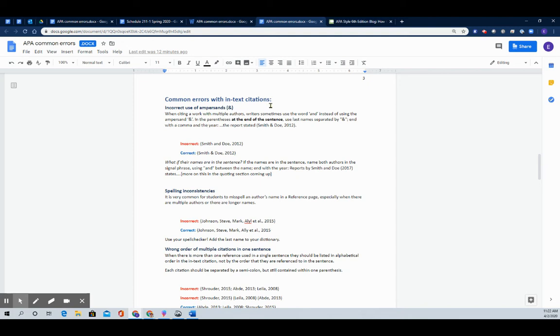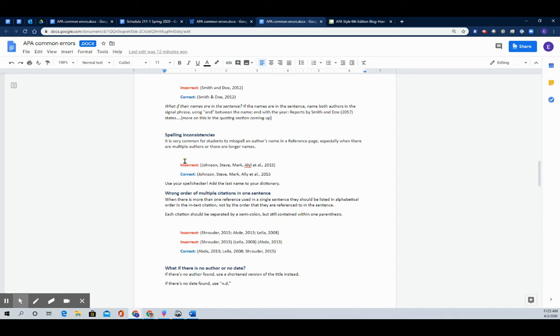Here are some of the most common errors with in-text citations. I do repeat here the information I just talked about with the ampersands. Spelling problems happen a lot. So I showed you here, if you use the spell checker, it's going to flag things for you. Sometimes students use the wrong order of multiple citations in a sentence. Now, instead of reading the whole thing to you, which makes the video long, I'm going to ask you to pause on these different sections in here and just read through the document.